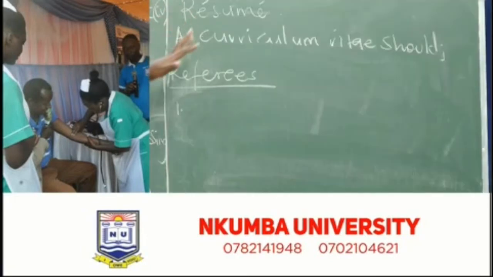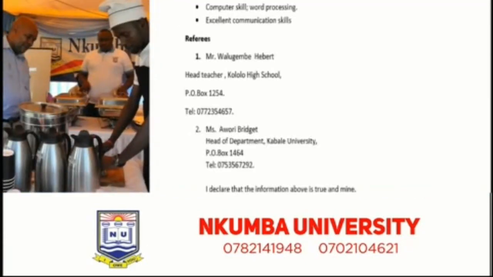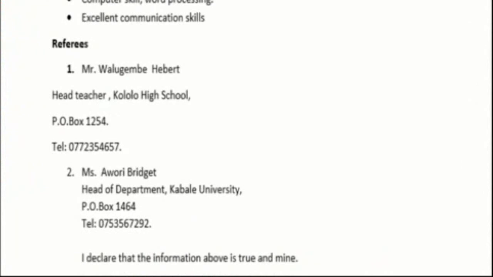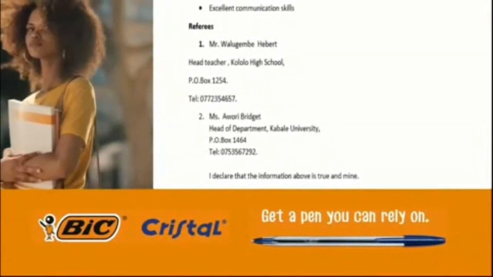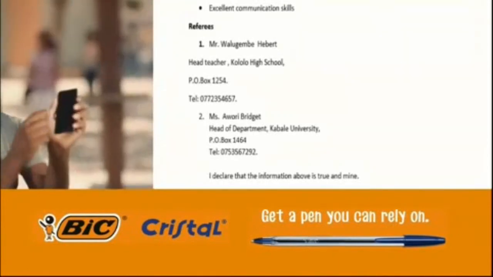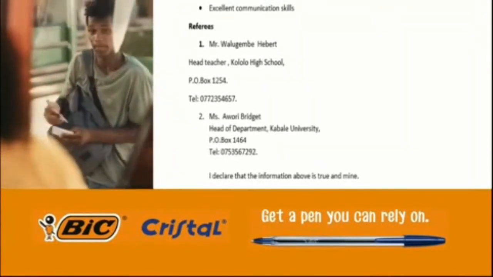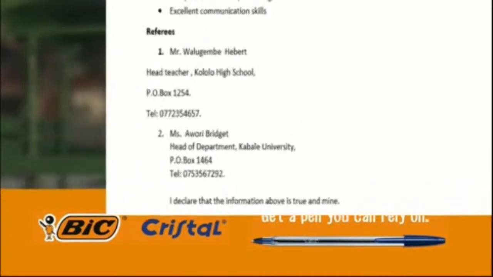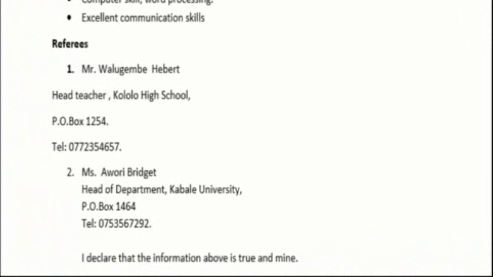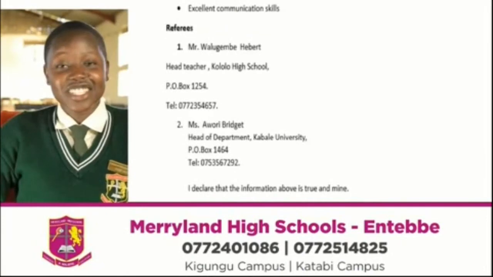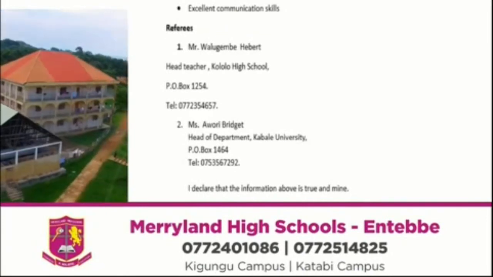So you could come here and say, Conrad, put 3 referees. One of them is Mr. Walugembe Habat, the head teacher of one of the schools that Conrad went to, Kauku High School. Then you put the box number there, because they may want to write to him, maybe 8670, Wachisu. And then you put his telephone number as well.